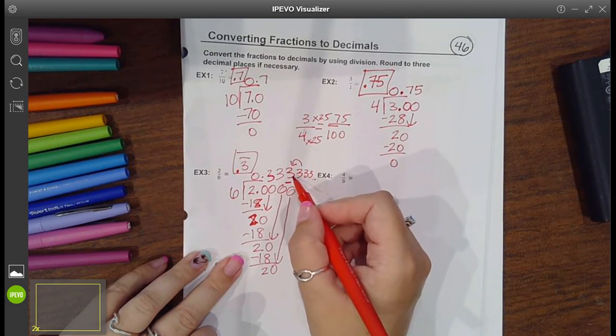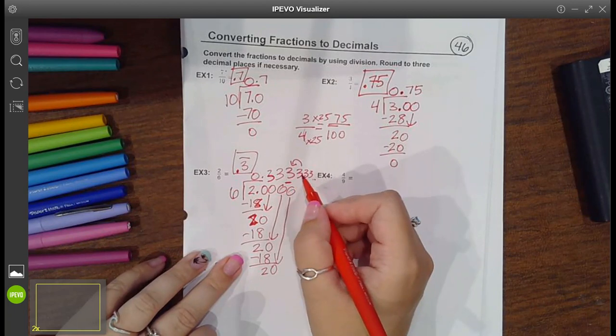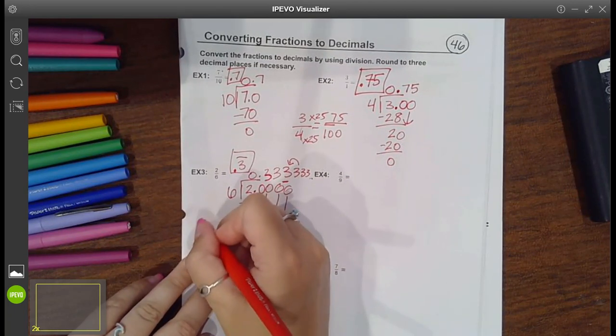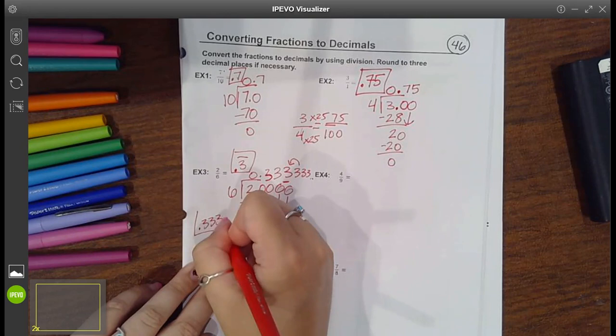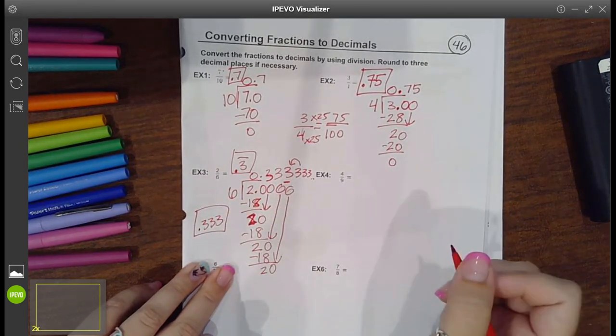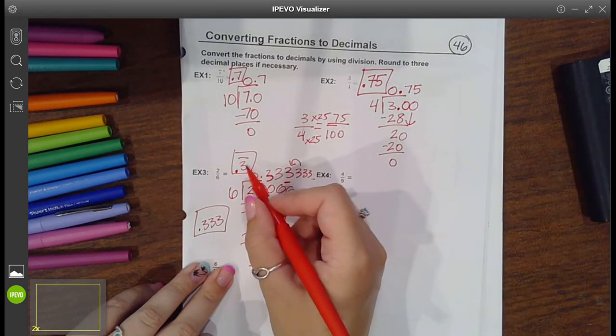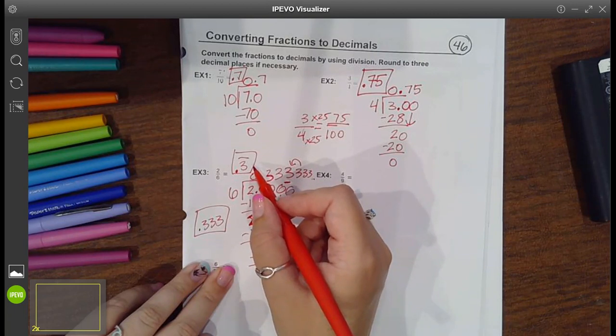So where does it stay at? It stays at a 3, right? Because this says stay the same. So since it told me to round to 3 places, it's 0.333. Okay. If it didn't say to round, I could write it like that, and that lets the person reading it know that it's 0.3 repeating.